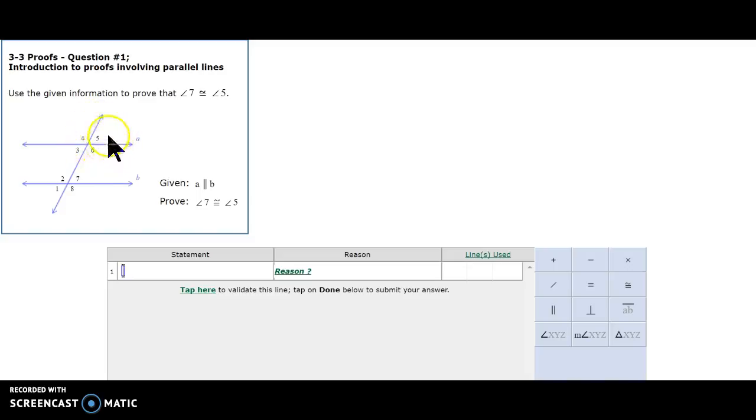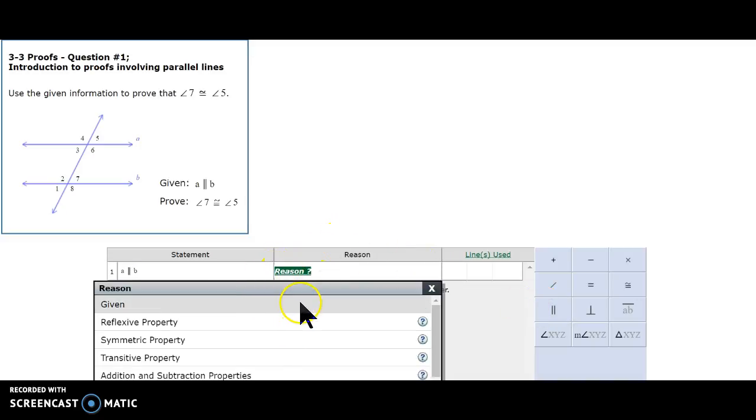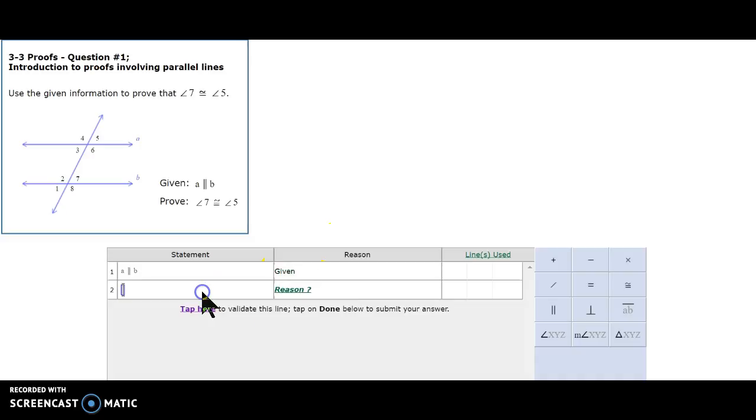what type, what would the relationship be? Is it alternate interior, alternate exterior, or corresponding? I hope your response is corresponding angles, right? But the thing is, how do we type it out? So we're going to start with, okay, given that line A is parallel to B, I'm going to put that down. Line A parallel to B, and the reason is it's given to us, okay?